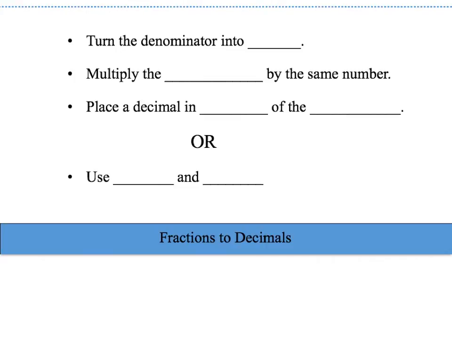Now we're going to talk about how to convert fractions to decimals. So when you're given a fraction, look at the denominator and ask yourself, how can you make the denominator into 100? So the first thing is to turn the denominator into 100.